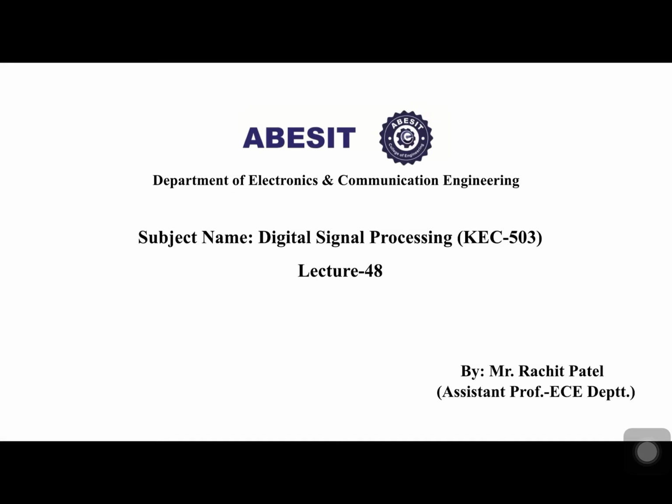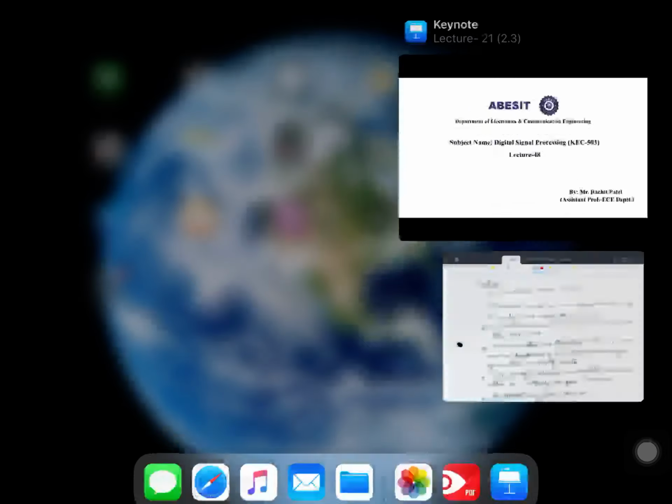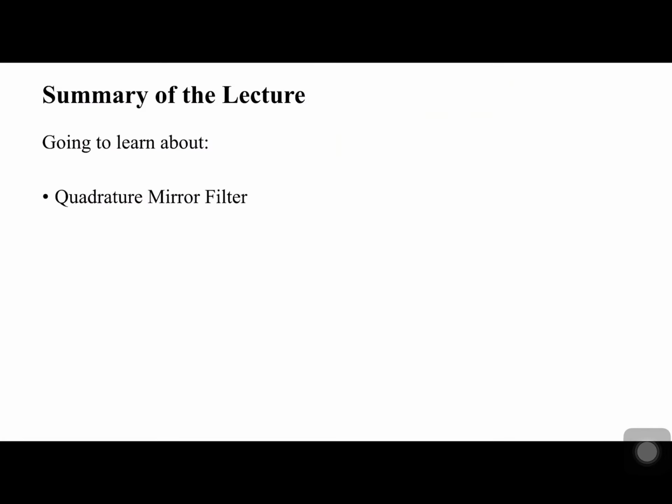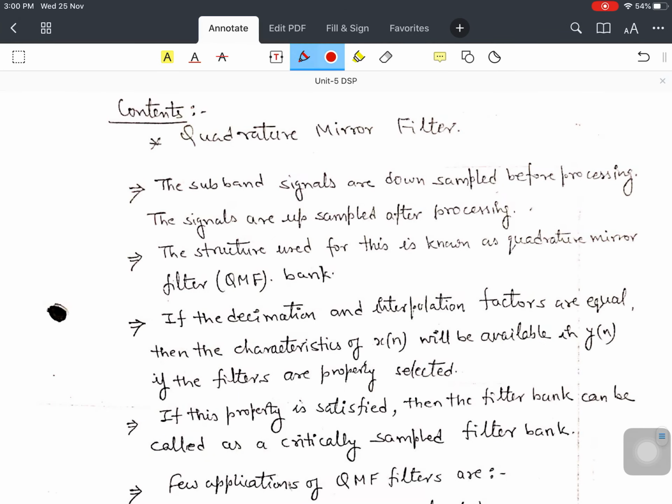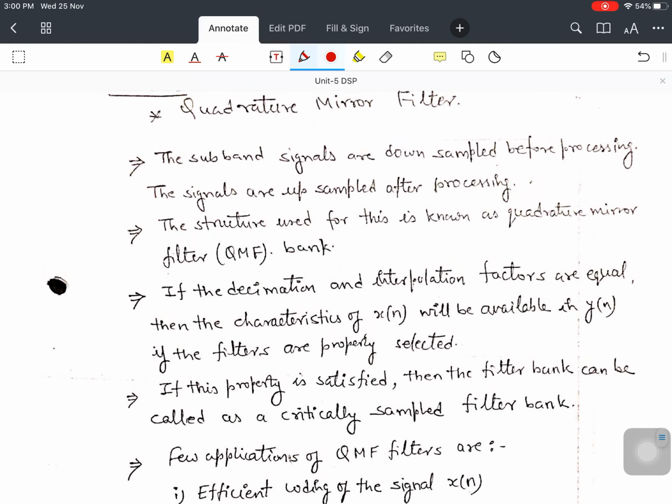This is lecture 48 based on 5th unit for the subject digital signal processing, and in this lecture we are going to discuss this quadrature mirror filter. Basically, we use this quadrature mirror filter for reducing the aliasing effect. So, let us discuss some points related to this quadrature mirror filter.